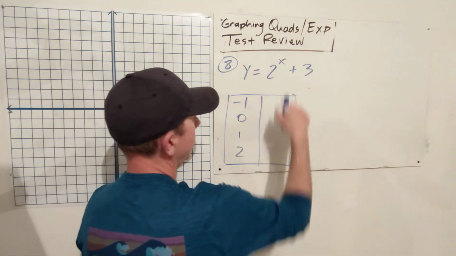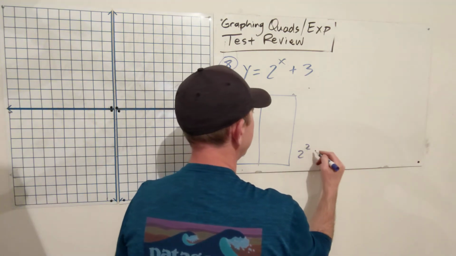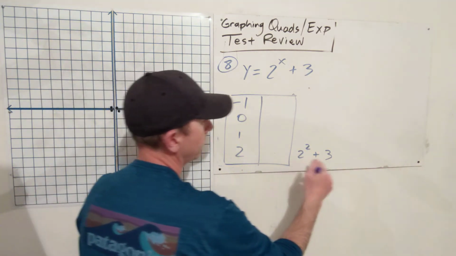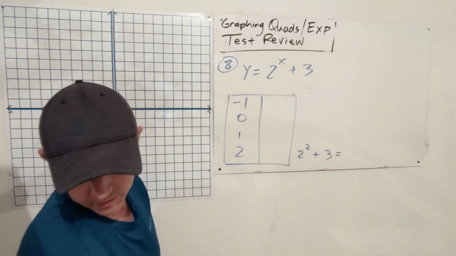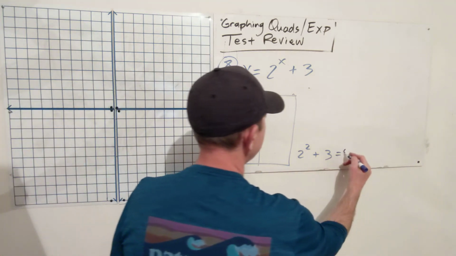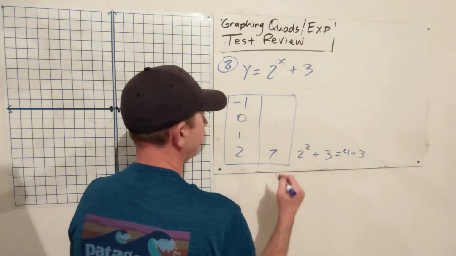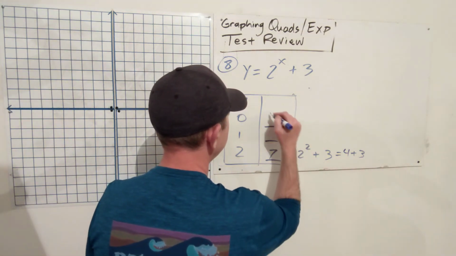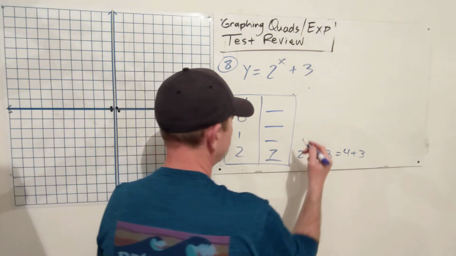All right, so we're going to go. I like to go with this one first. So we're going 2 squared plus 3. So that's going to be 4, right, plus 3. So that's going to be a 7. So you'll fill in the 7. You'll fill in all of these on the test and on the test review as well.